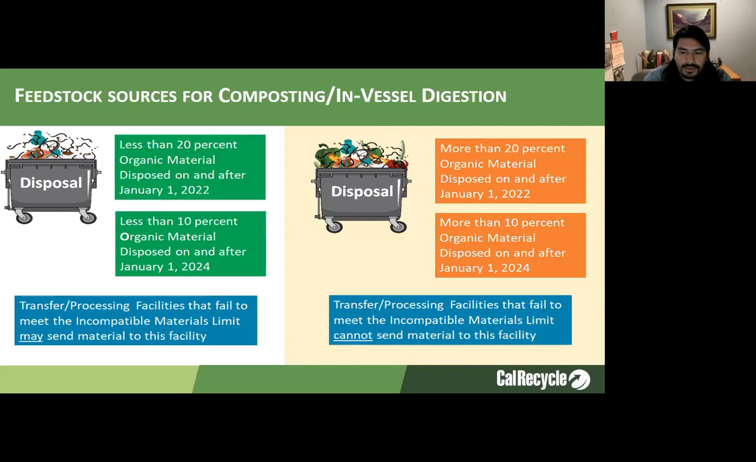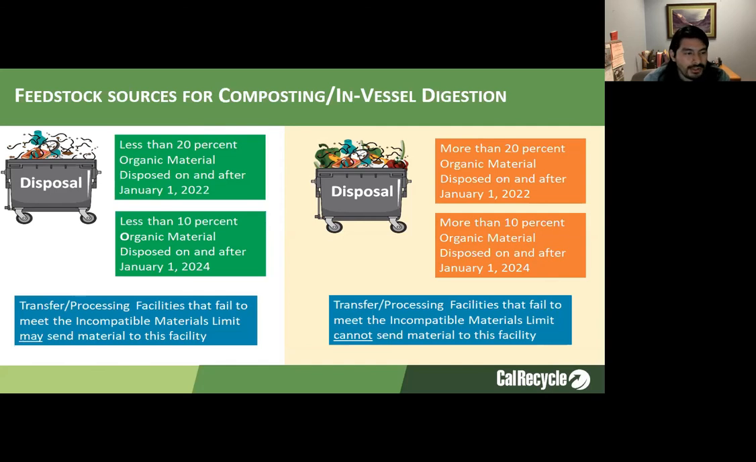So here we have two scenarios. Here we have two different types of facilities. One on the left meets the limit of organic materials sent for disposal, and then on the right is one that exceeds the 20% organic material sent for disposal.